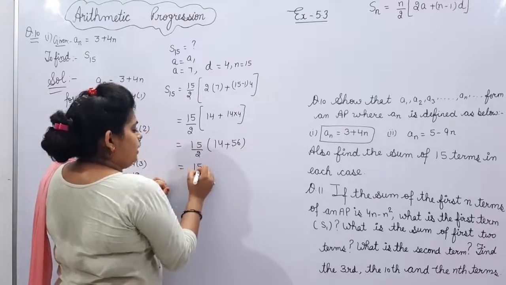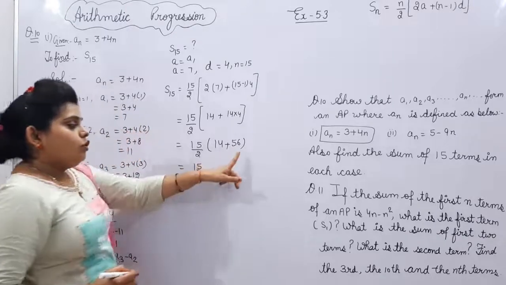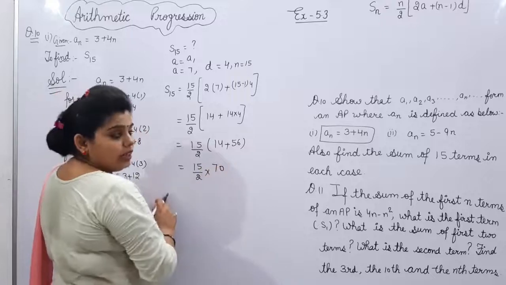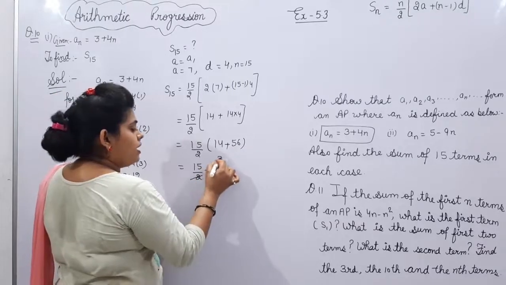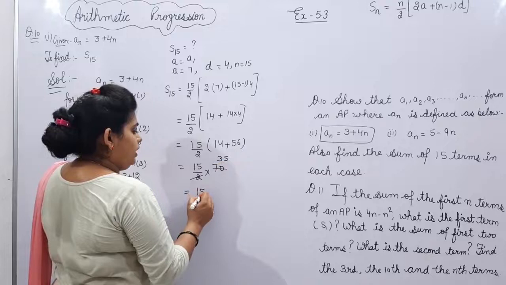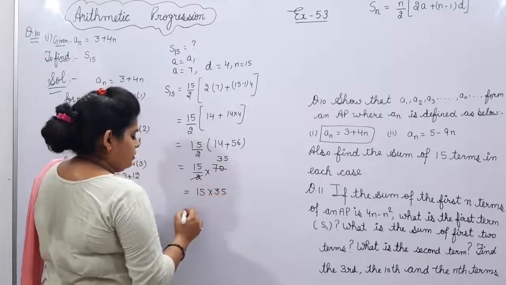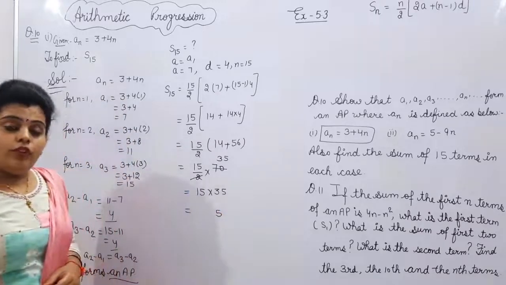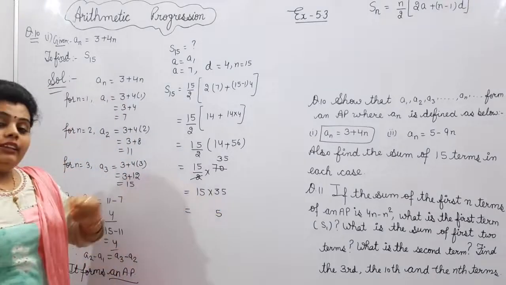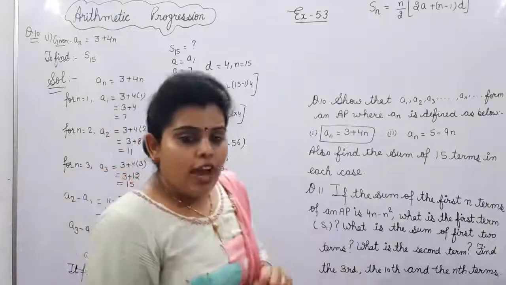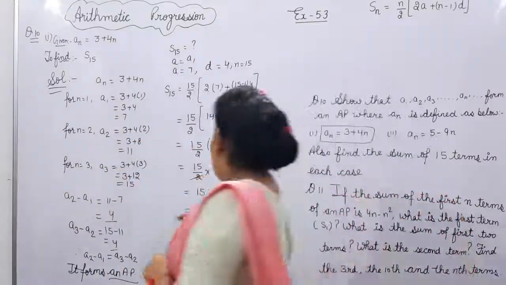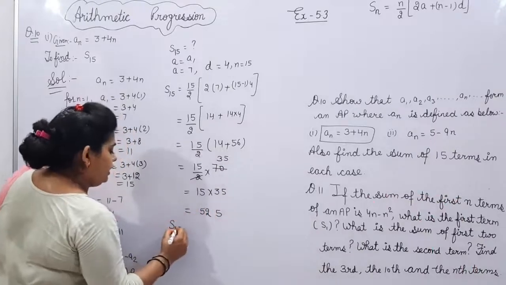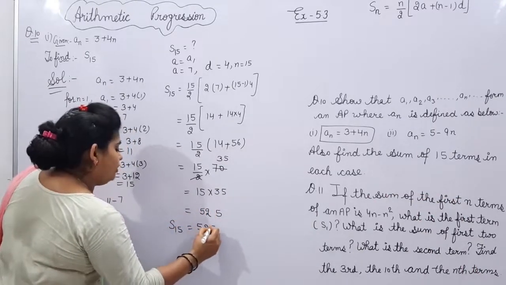After this, 15 by 2 into 56 plus 14, or 14 plus 56, we will get 70. Then 2 thirty-fives are 70, and it is equal to 15 into 35. After this, 15 fives are 75, 7 carry, 15 threes are 45, 45 plus 7 is 52. So from here, what we are getting, S of 15 terms is equal to 525.